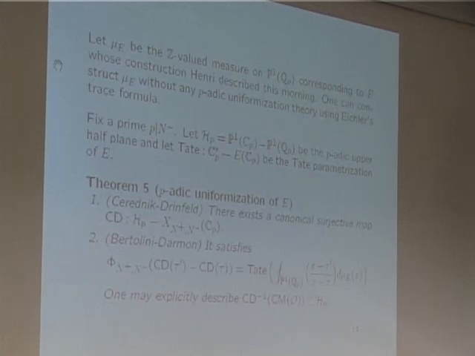All right. And to grossly simplify the p-adic uniformization theory that Henri was talking about this morning, let me state the following theorem. There's a canonical surjective map, which I'll call CD for Teitelbaum-Drinfeld, from the p-adic upper half plane HP to the set of Cp points of the Shimura curve X_{n+,n-}.